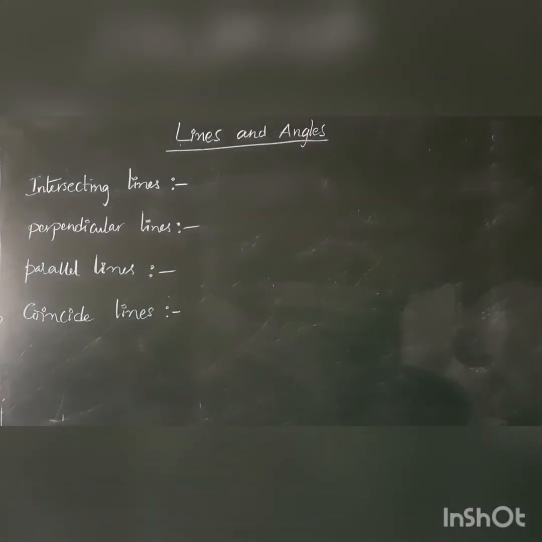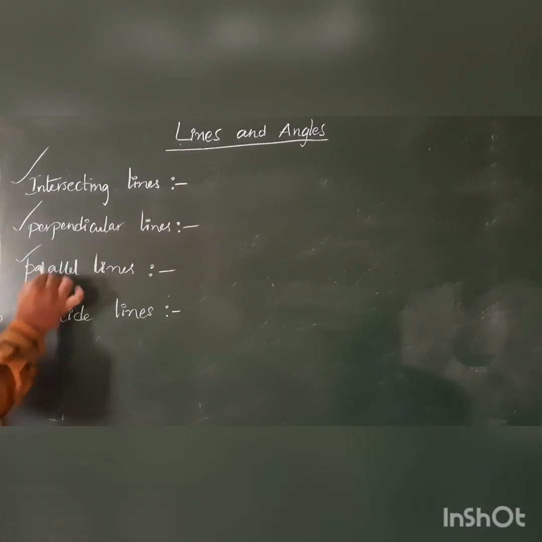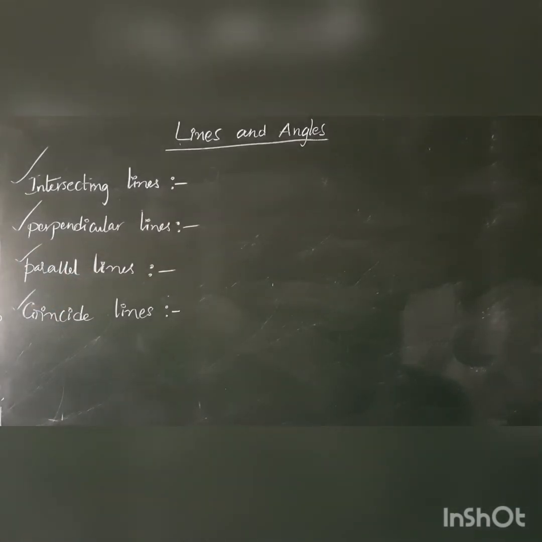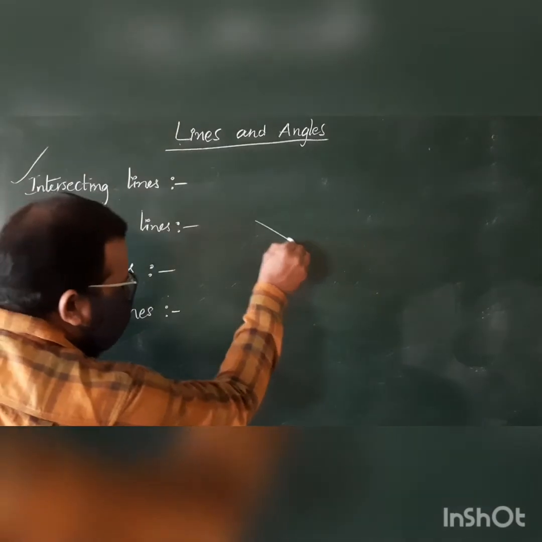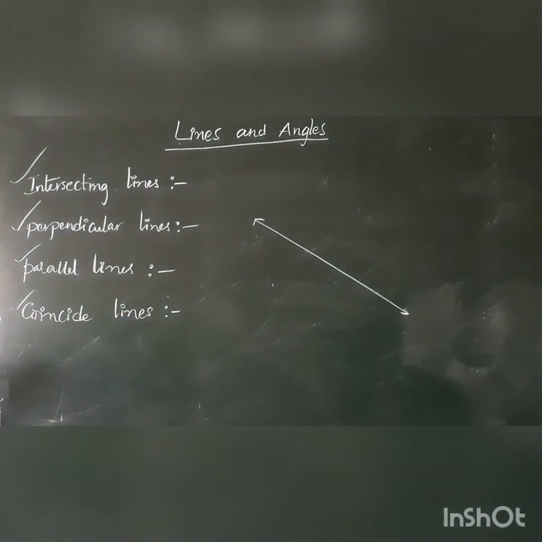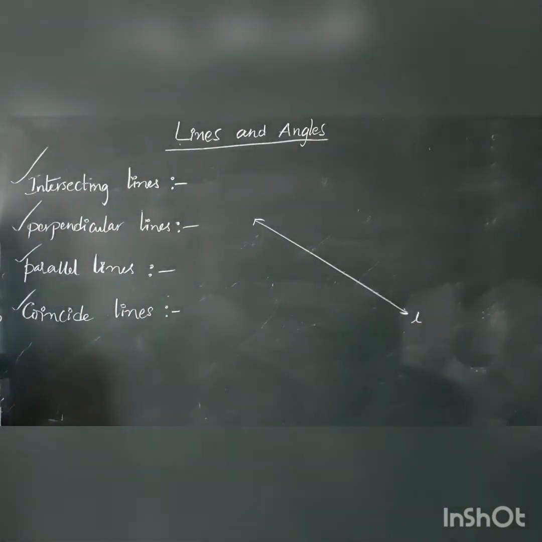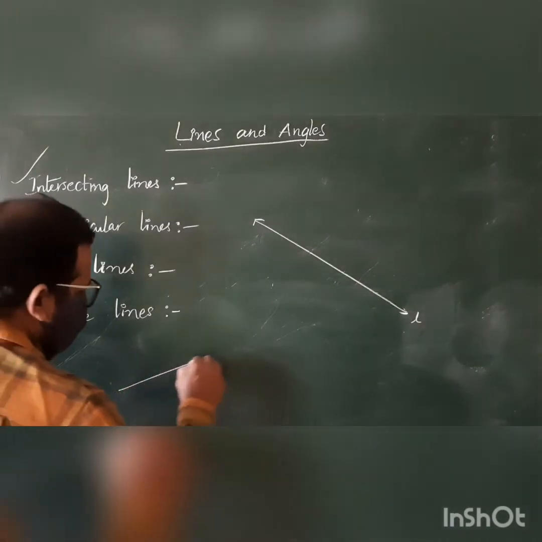Extending those definitions, point, line segment, ray and angle, we are discussing some more extended points, that is intersecting lines, perpendicular lines, parallel lines and coincident lines. Now what are intersecting lines? So let us suppose this is a line L, and I am representing this line with L. And I am taking one more line, that is Y.